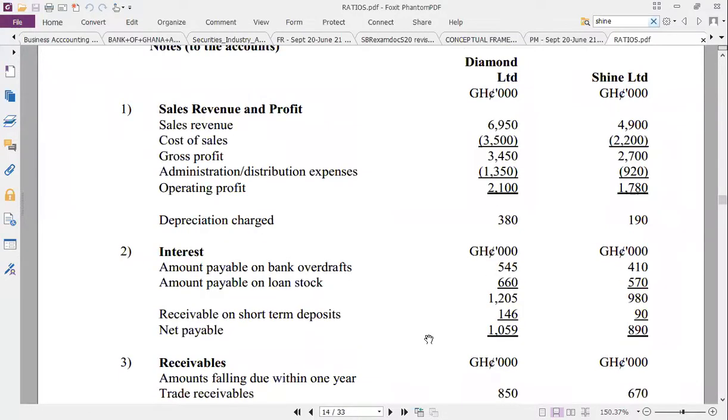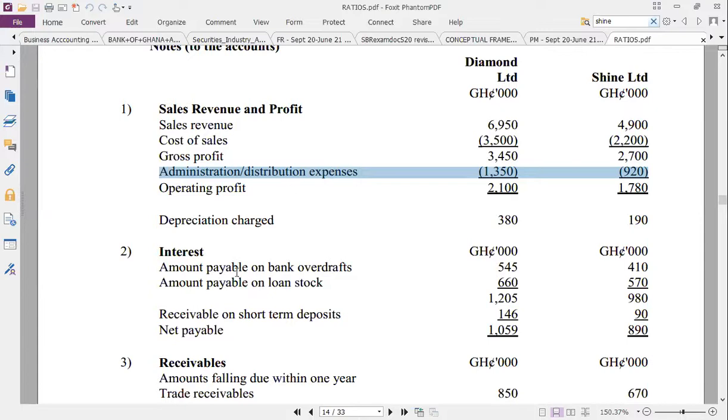Note 1, sales revenue is here. Cost of sales, gross profit. Admin and distribution cost, that's operating expenses. So this is operating profit. Depreciation charge is 380. Please, this depreciation charge is part of the admin expenses. So they've treated it already. It's not as if they've not treated it. It has been treated, so you don't need to touch it at all.